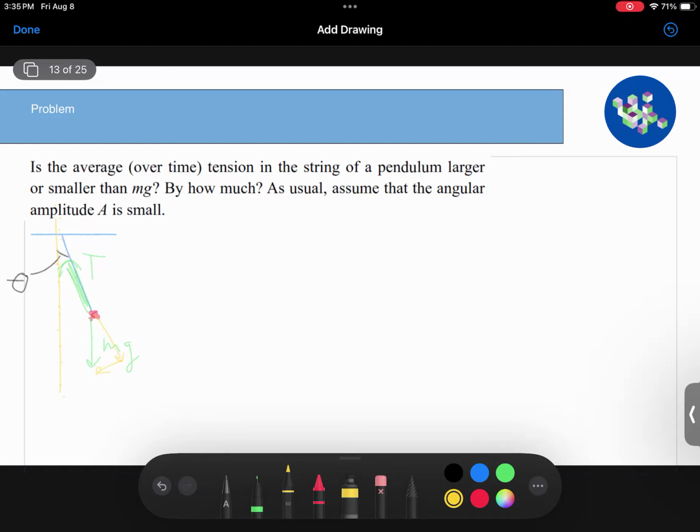Now, we already have our result for theta as a function of time, right? That would equal, given amplitude A, A times cosine omega t, where omega squared is g over L. We'll assume that our arbitrary phase angle phi is equal to 0.